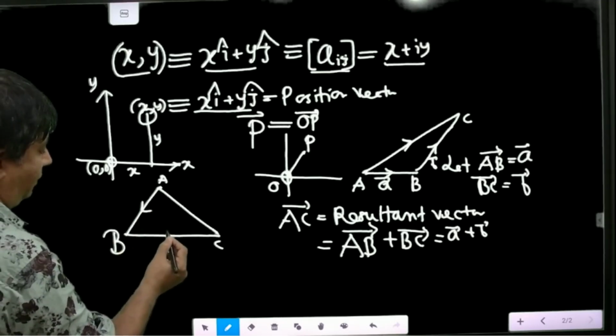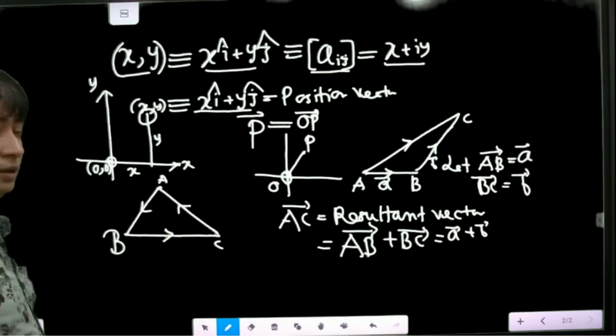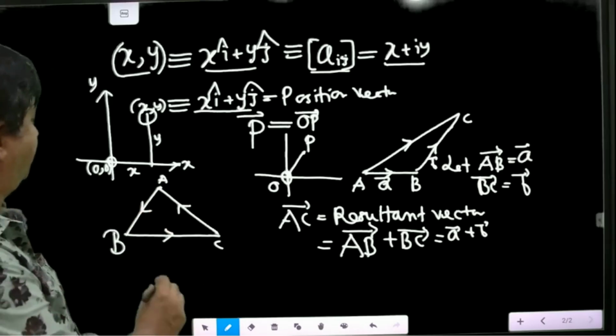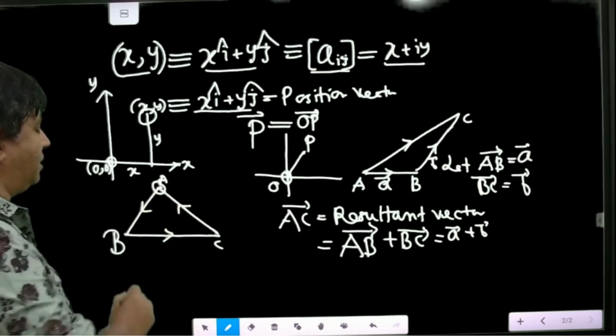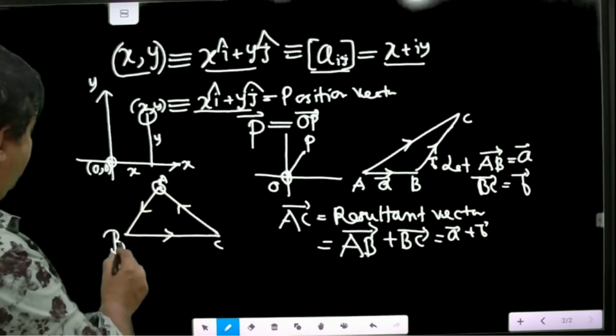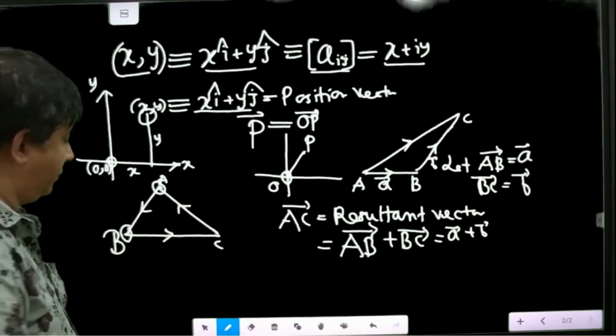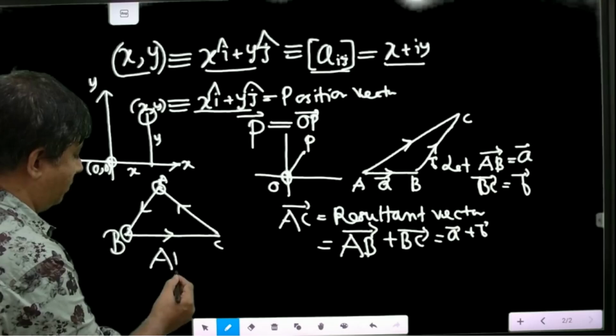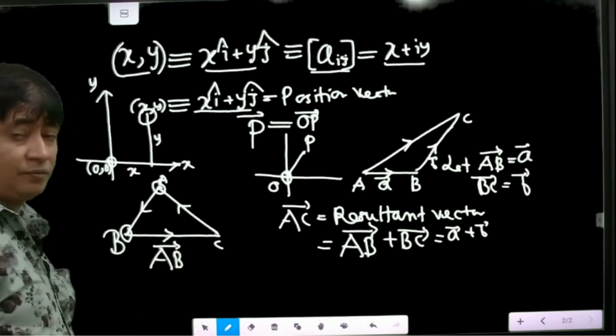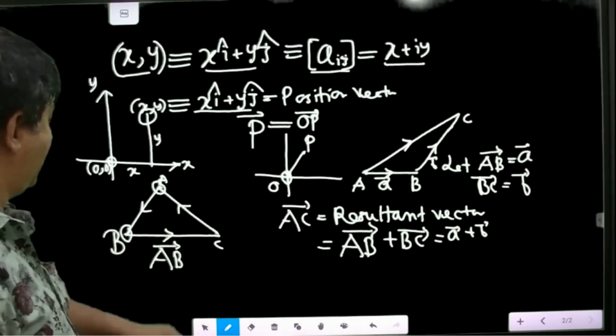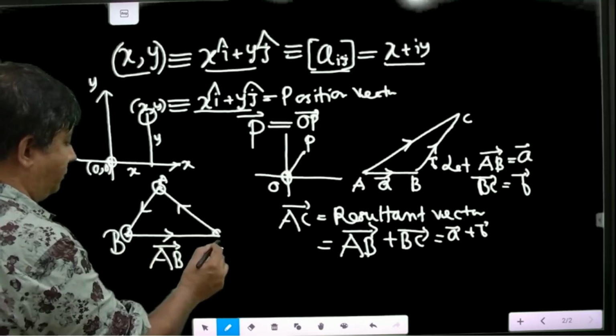Give the sign. What is meant by that? A particle has initial position A. Now it is displaced from A to B. I will represent it by AB with an arrow sign. Then B to C.